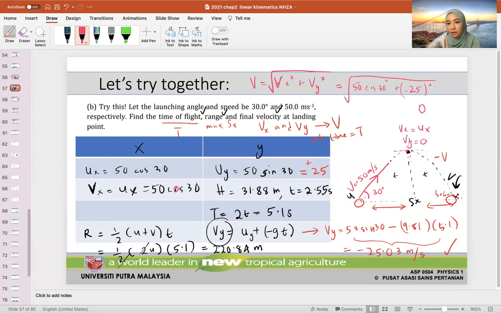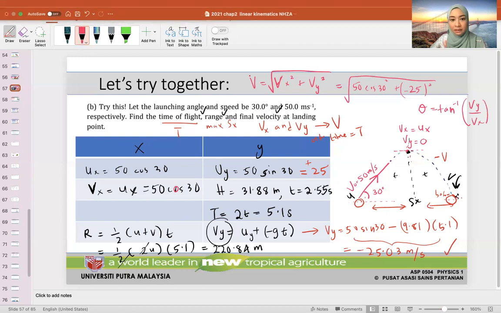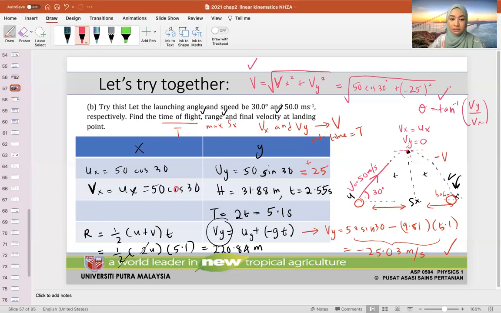And your theta, your angle of landing, your velocity's landing angle, is inverse tangent Vy over Vx. Whatever that is, just know the equation. I think you can do the plug-in yourself. Okay. All right. Any questions about this one? So the final answer must have this with the angle. It's a vector.